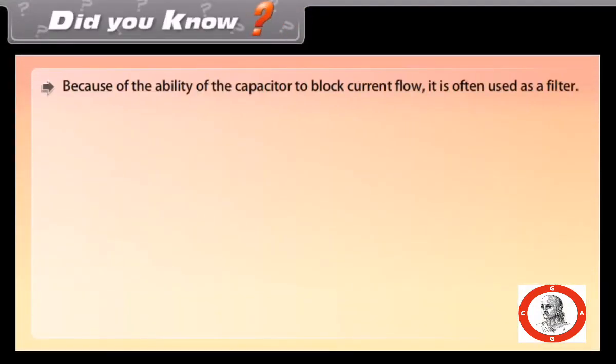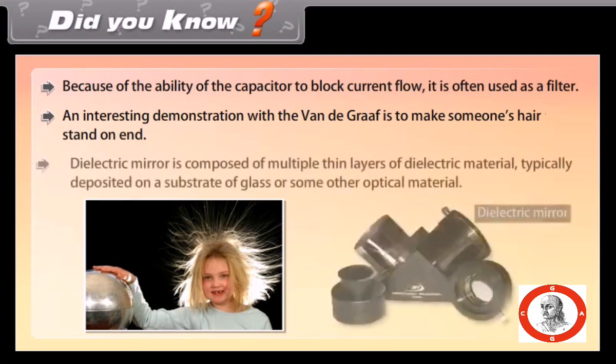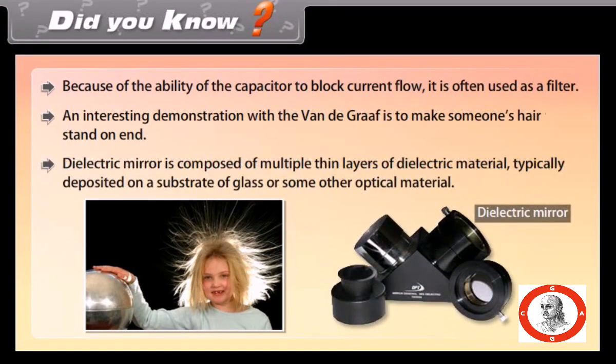Did you know? Because of the ability of the capacitor to block current flow, it is often used as a filter. An interesting demonstration with the Van de Graaff is to make someone's hair stand on end. Dielectric mirror is composed of multiple thin layers of dielectric material, typically deposited on the substrate of glass or some other optical material.